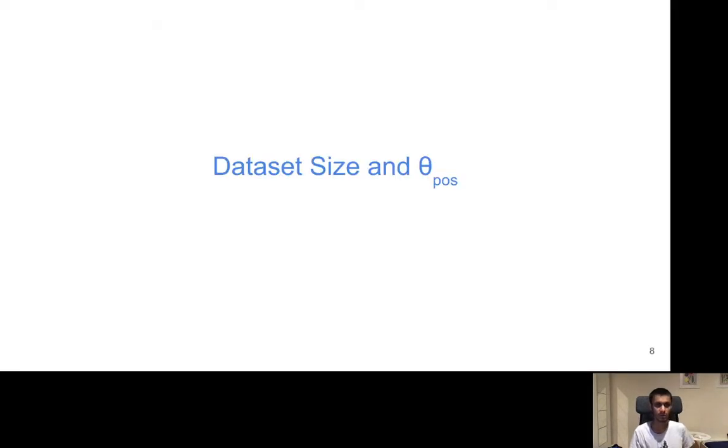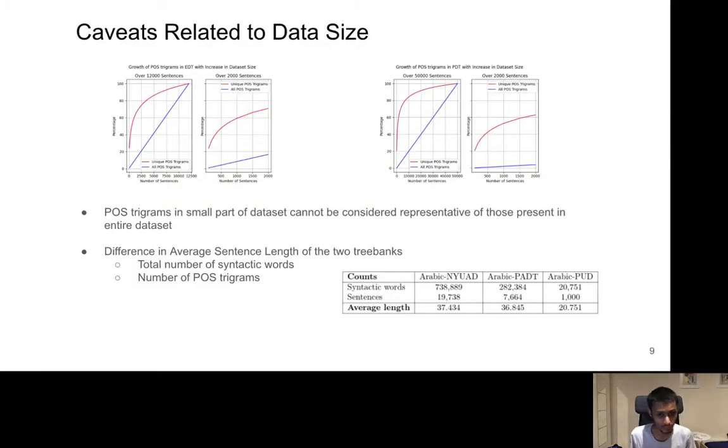We first estimate how the size of the dataset influences the theta POS measure. If we look at the sentence, this shows the growth of POS diagrams, the number of distinct POS diagrams in red, and the total number of POS diagrams in blue. And we can see that the curve is similar across both languages. This one is for Estonian EDT and this one is for Czech PDT.